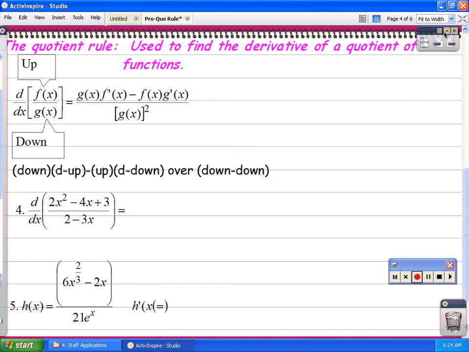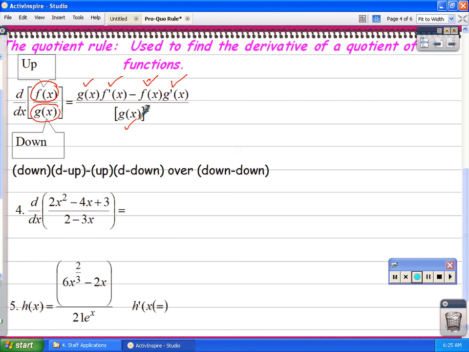We're finding the derivative of a quotient. This is what I'm going to call the up function, at least in terms of the way I'm asking you to remember it. And this is the down function, as you can see from the notes. So when you find the derivative of a quotient, it's the down function multiplied by the derivative of the up function minus the up function times the derivative of the down function over the down function squared.